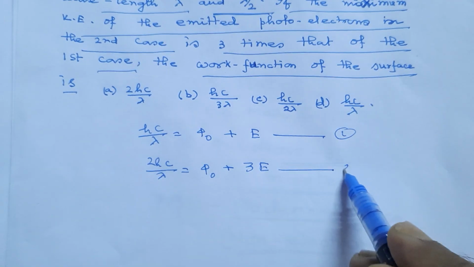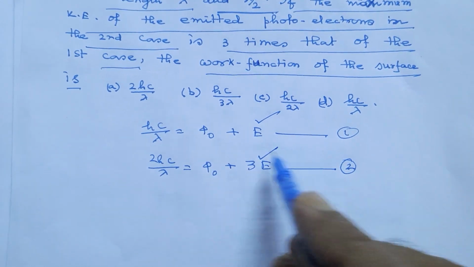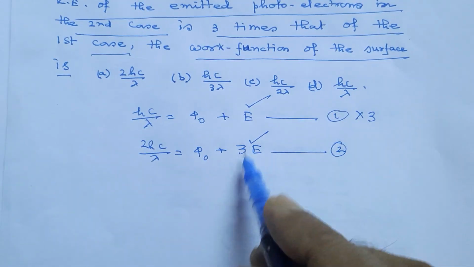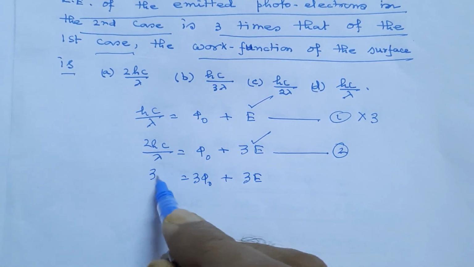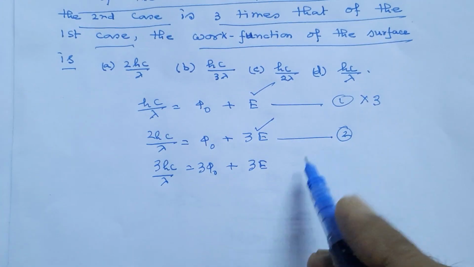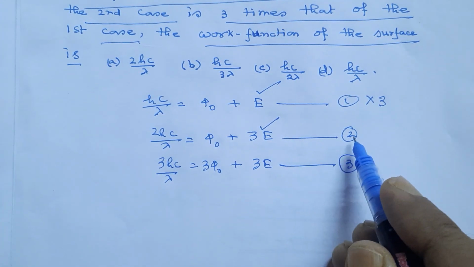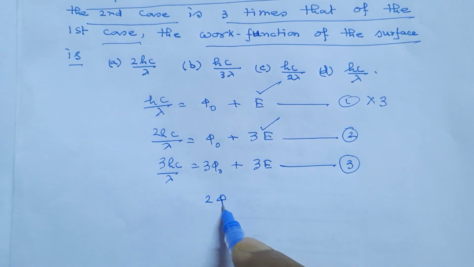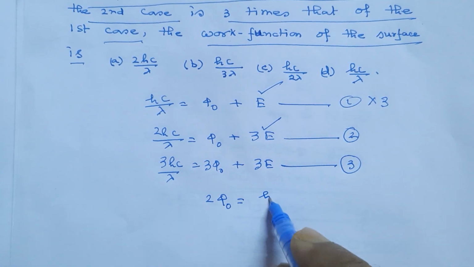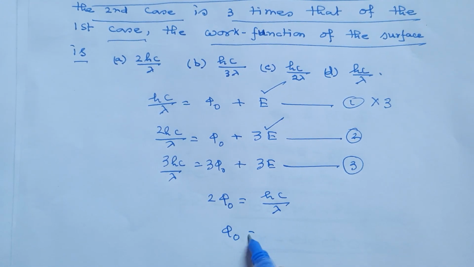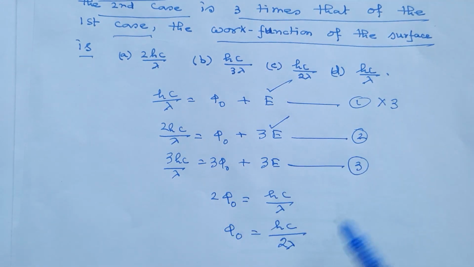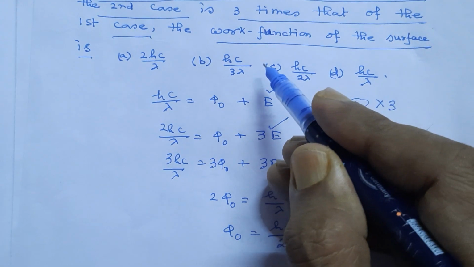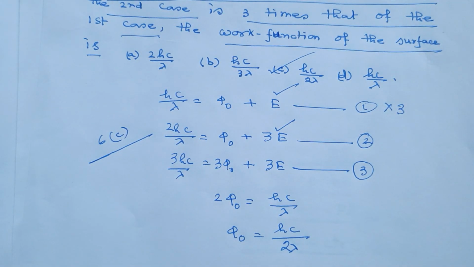So, what to do? We are to eliminate K. So, multiply the equation 1 by 3. Then 3 K plus 3 phi 0 equals to 3hc by lambda. Difference of the equation 3 and 2 gives 2 phi 0 equals to hc by lambda. So phi 0 equals to hc by 2 lambda. So work function is hc by 2 lambda. Correct answer is C. Next question is question number 7.